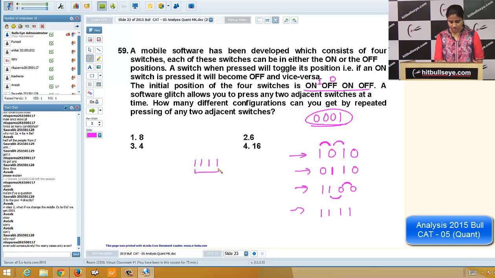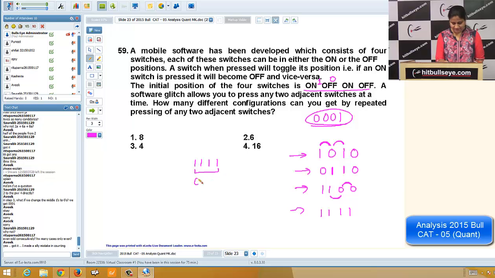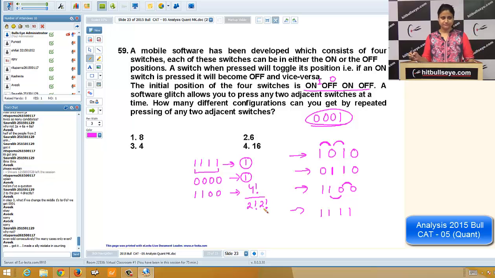So I'm counting the number of even cases. Say all the switches are 1s. All the switches are 0s. Say 2 1s and 2 0s. These are the only possibilities. The first corresponds to one case. The second corresponds to one case. The third corresponds to 4 factorial divided by 2 factorial times 2 factorial, which comes out to be 6. So in total, how many cases? 8 cases. Did you get the answer for your question? It will not be 16 in this case.